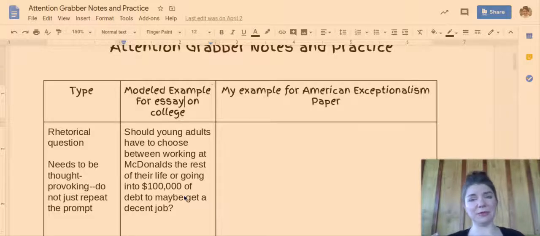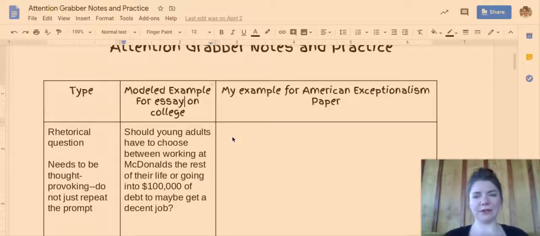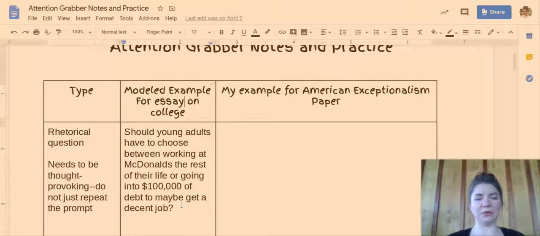It also needs to be more specific to your paper topic. I'm going to be providing modeled examples here on college and whether college is worth it or not, so all of mine have to do with this idea of college. You're going to write your own example using your topic for your American exceptionalism paper. So here's my example of a thought-provoking rhetorical question: Should young adults have to choose between working at McDonald's the rest of their life or going into $100,000 of debt to maybe get a decent job? And that's my thought provoking question.